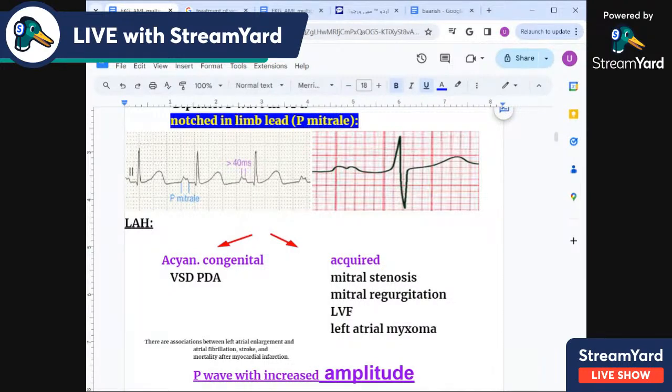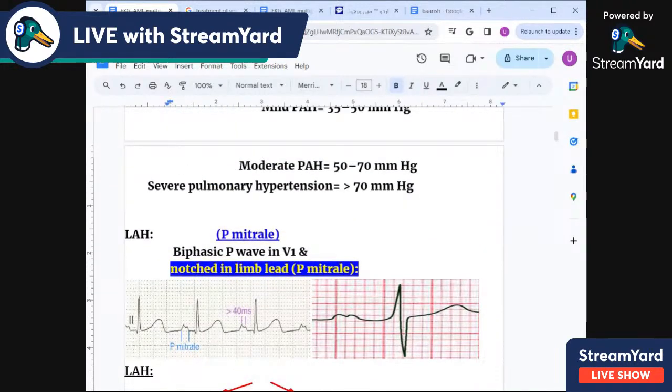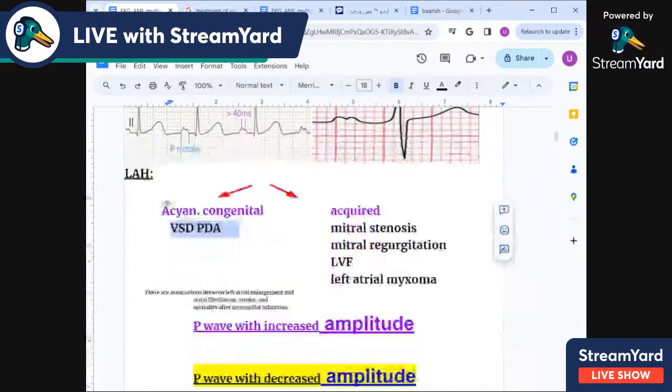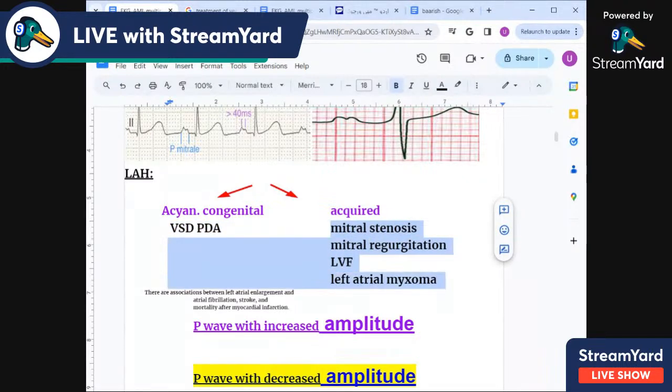Congenital causes are acyanotic congenital heart diseases, VSD and PDA. ASD causes right atrial hypertrophy, whereas VSD and PDA cause left atrial hypertrophy. The acquired conditions that cause left atrial hypertrophy are related more to the left side of the heart: mitral stenosis, mitral regurgitation, left ventricular failure, and left atrial myxoma.